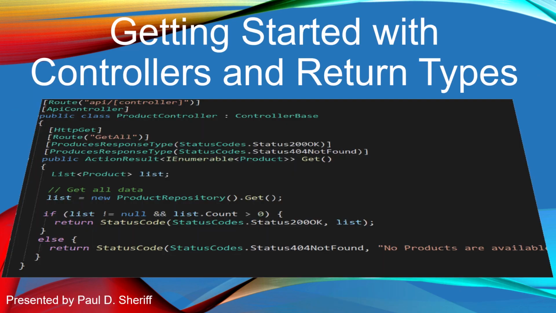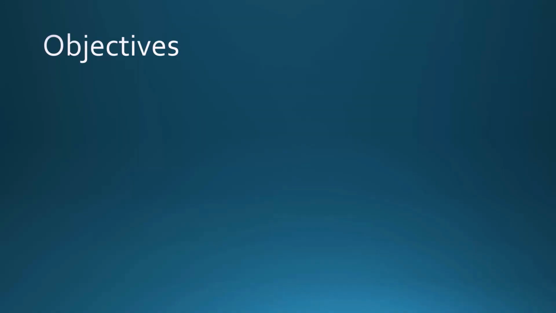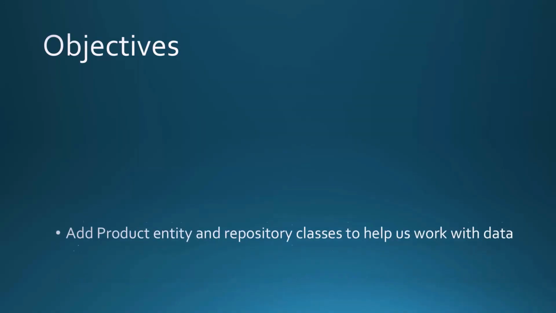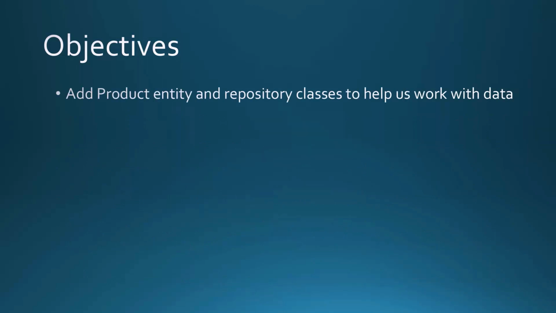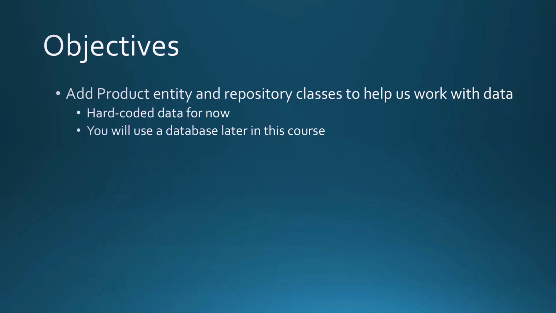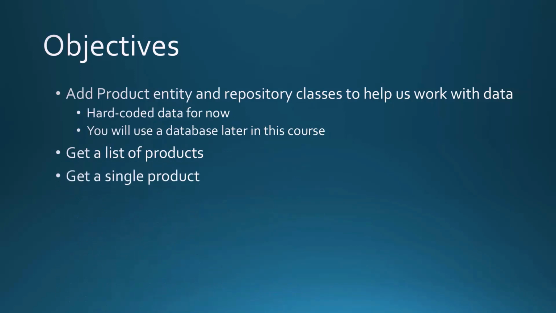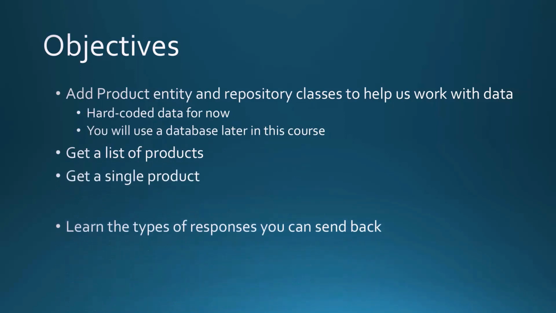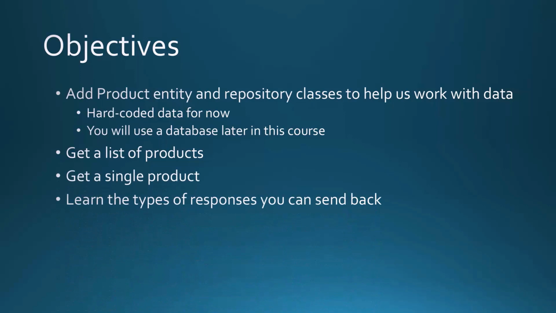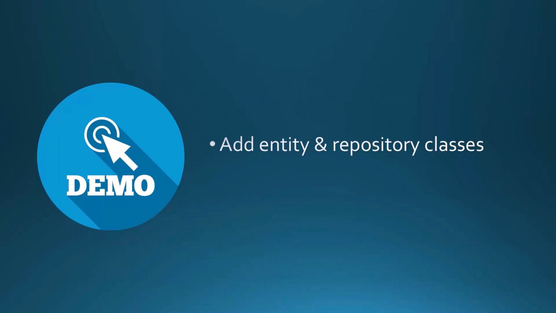In this lesson, we're going to get started using controllers and return types. The objectives for this lesson are to add product entity and repository classes to help us work with data. We're going to use hard-coded data for now, but we'll use a database later in this course. We're going to get a list of products. We're going to get a single product, and we'll learn about the types of responses that you can send back along with your data. Let's take a look at adding our entity and repository classes.